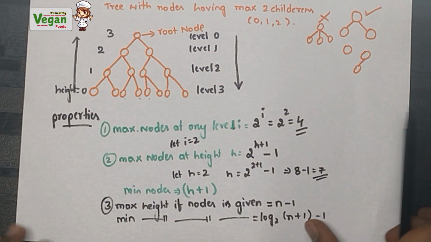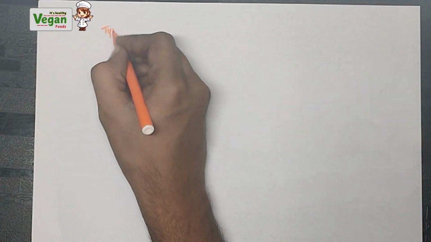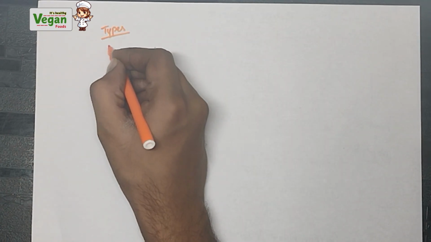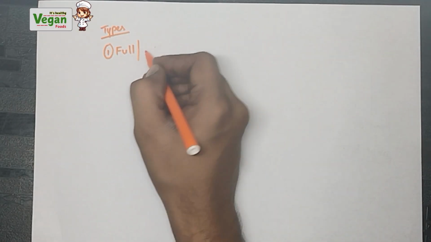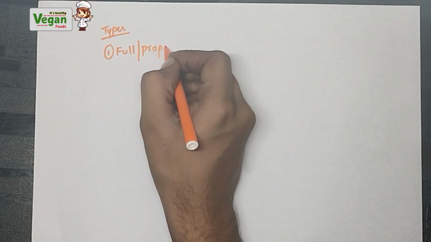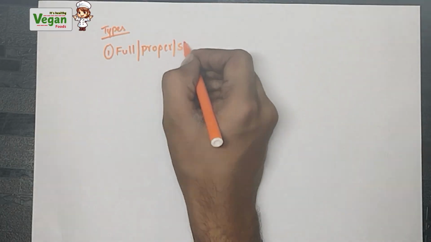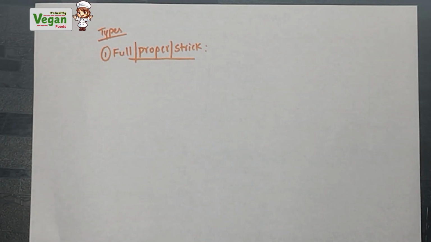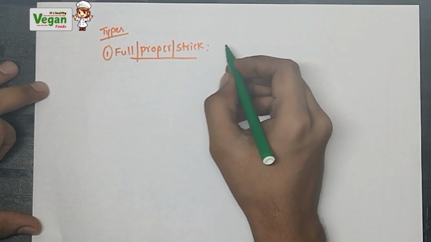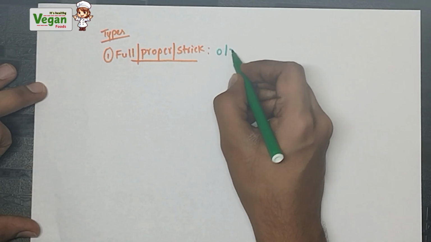Now let's discuss the types of binary tree. There are 4 types. The first one is the full binary tree. You can also call it a proper binary tree or a strict binary tree. These are all the same: full binary tree, proper binary tree or strict binary tree. In this there will be 0 or 2 children.